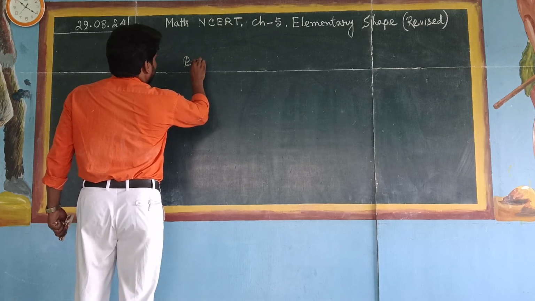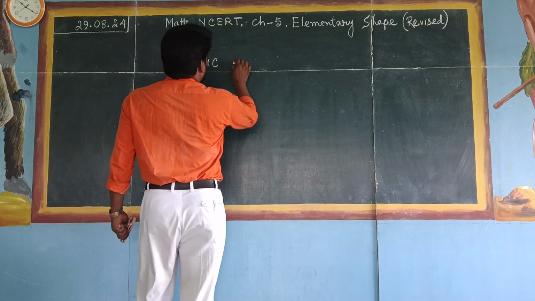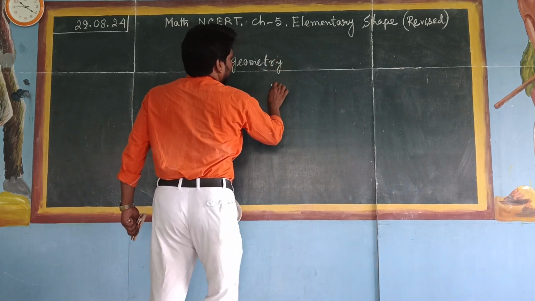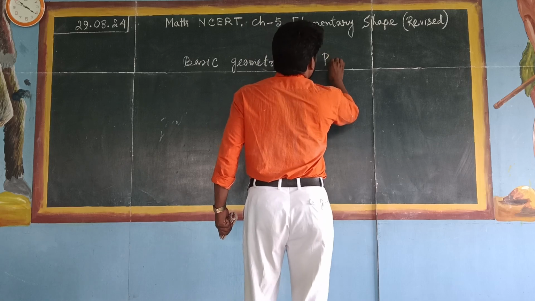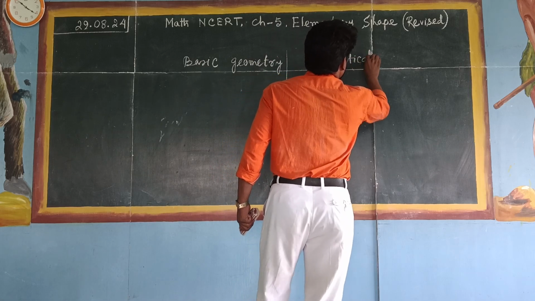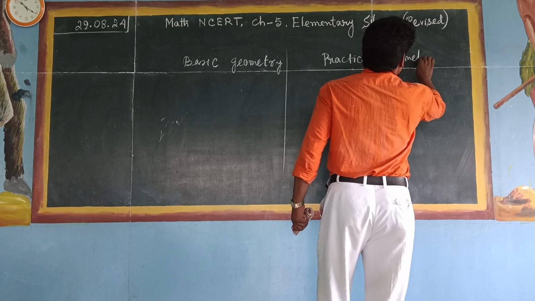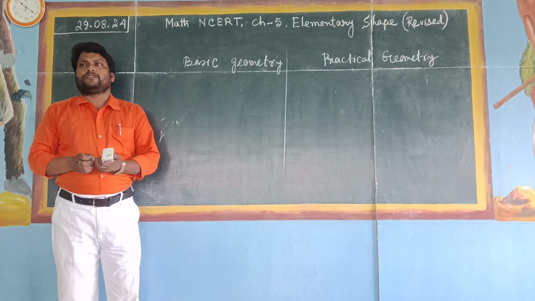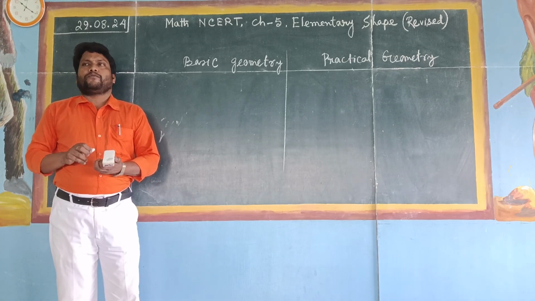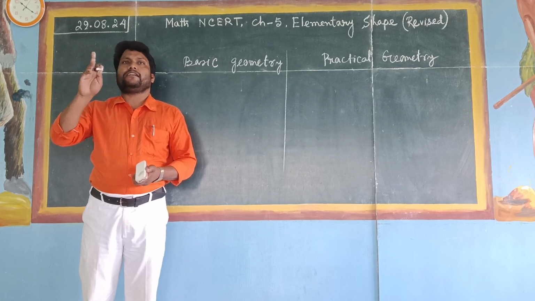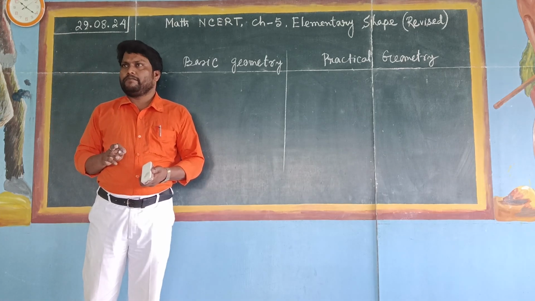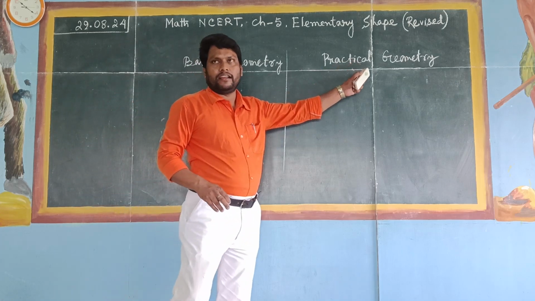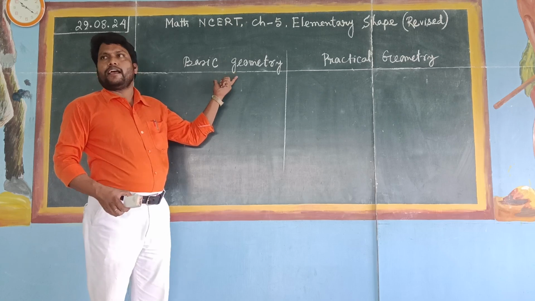Suppose, basic geometry on one side, and practical geometry on the other side. What is the basic difference? Now, suppose from standard 2 to standard 5, there was no practical geometry. You have only learned about basic geometry.